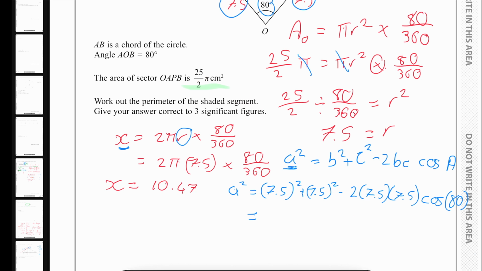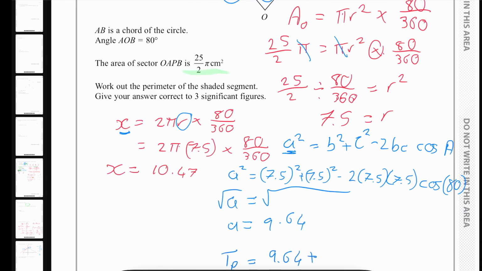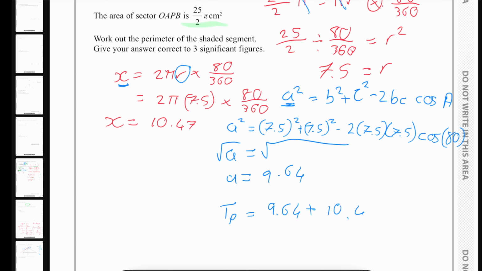Wonderful. Plugging all of that into the calculator and then getting a by itself, we need to square root all of that. So we've got a equals 9.64. So my total perimeter is 9.64 plus 10.47, so we get 20.1 centimeters.